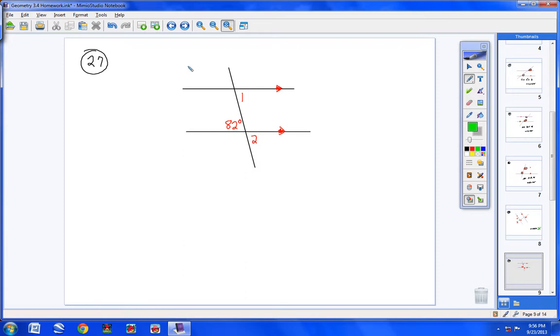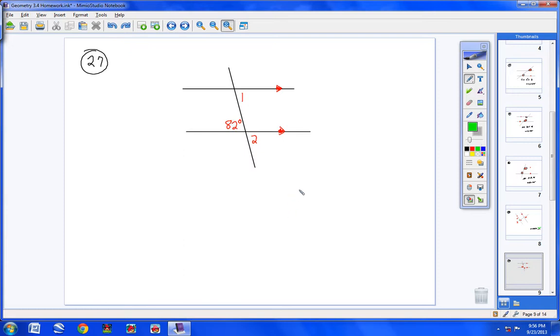The directions for 27 say find the measure of angles 1 and 2. Explain your reasoning. So let's find the measures of angles 1 and 2. Here we go. First of all, I notice that I have two parallel lines cut by a transversal. Next, I notice I have alternate interior angles. 82's on the interior, 1's on the interior, and notice they're on different sides of the transversal. Here's my transversal, and they're on different sides. So we call those alternate interior angles.